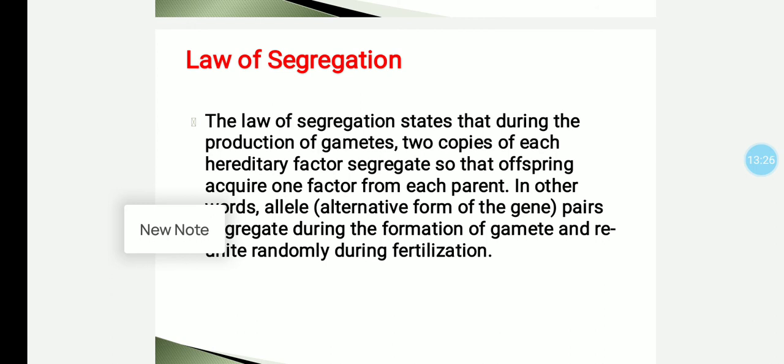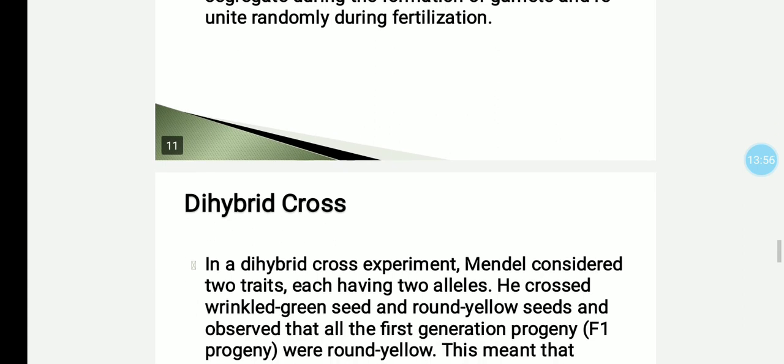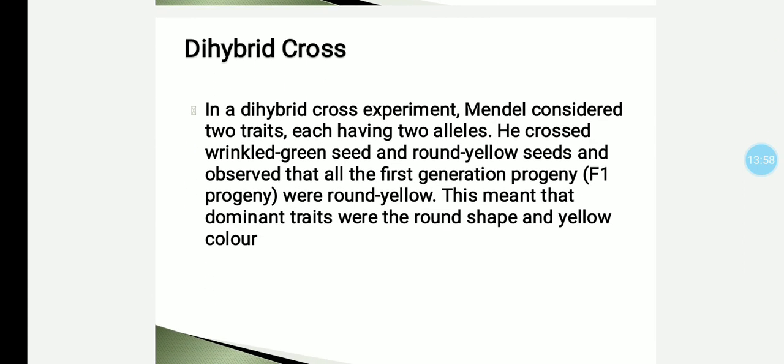Means the different alleles are getting segregated during gamete formation. This is the law of segregation, and we see in this monohybrid cross that gametes get separated. In the next experiments, Mendel selected the parents having 2 different characters, and then the experiment is called a dihybrid cross.